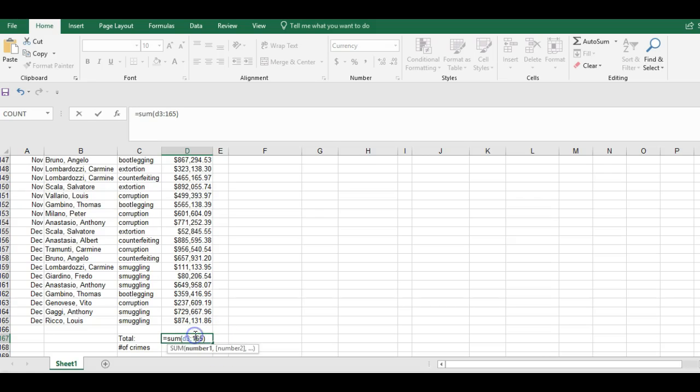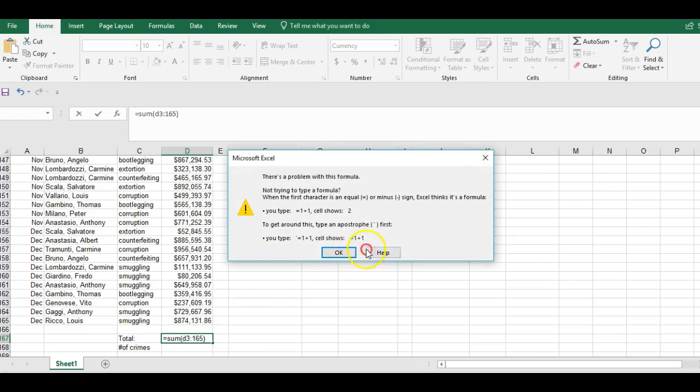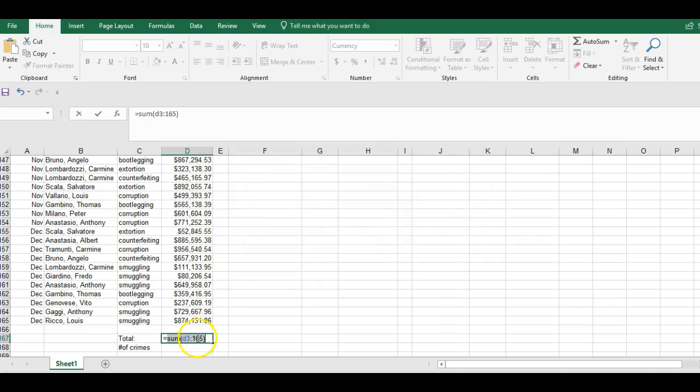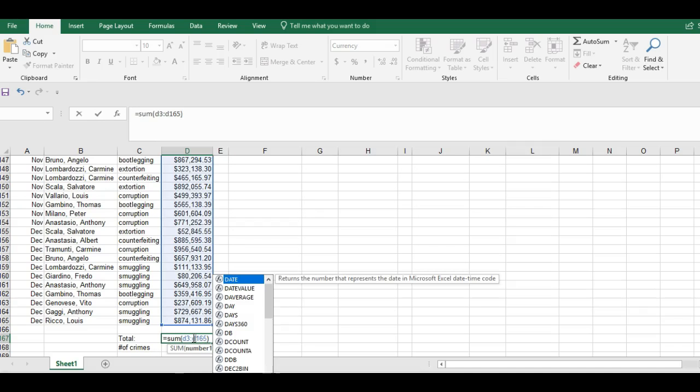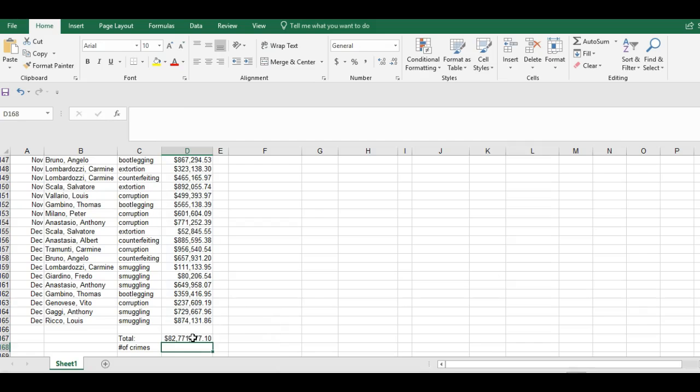I'm sorry, let me fix that. D3. See, I had a mistake right there. Cancel. To D165. So when I do that, I can see the total payout was this great big number right here.